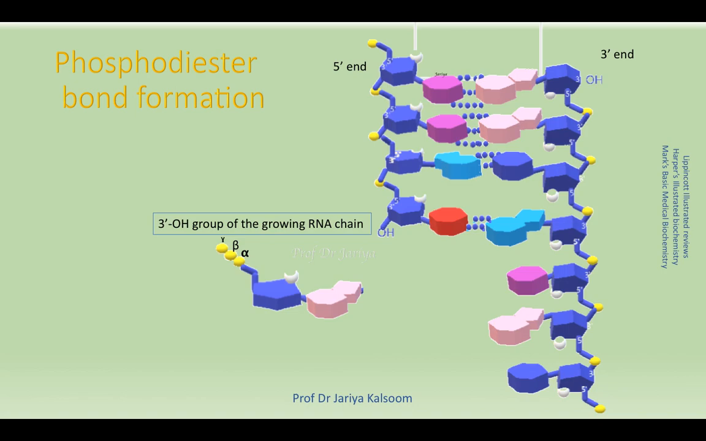Adenine base pairs with thymine on template strand. Guanine base pairs with cytosine on template strand. Cytosine pairs with guanine on template, whereas uracil joins adenine on template.